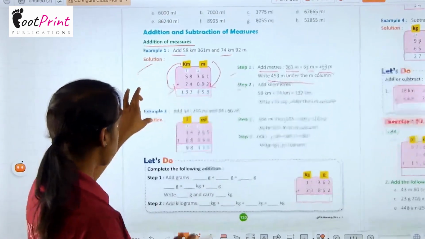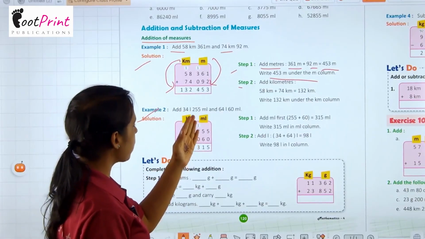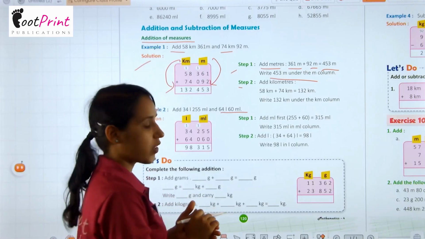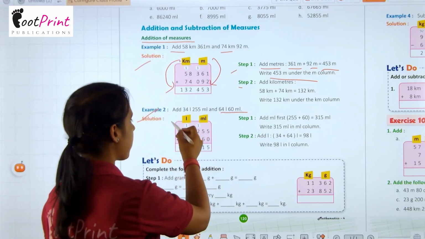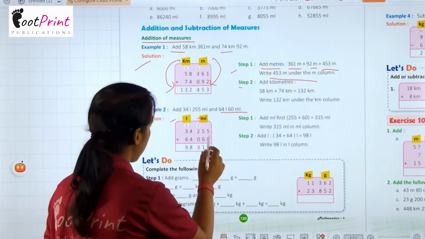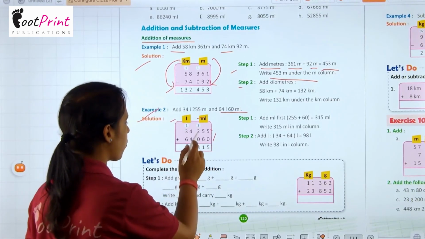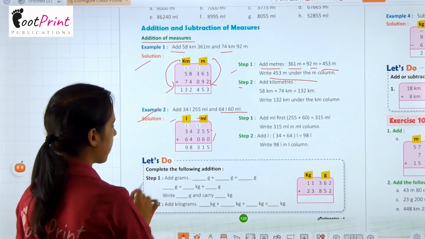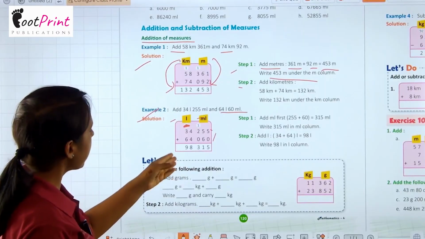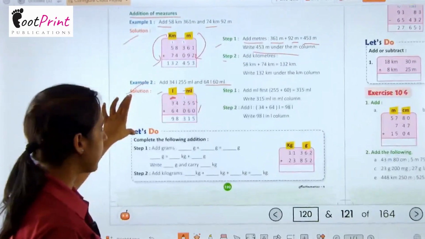Okay, in the same manner, next example number 2: we have to add 34 liter 255 milliliter and 64 liter 60 milliliter. In the same manner, first we arrange in columns, liter and milliliter, then we will add 5, 0, 5, 5, 6, 11, 1 carried over here, 2, 1, 3, 4, 4, 8 and 3, 6, 9 here. Okay, so it will become 98 liter and 315 milliliter.